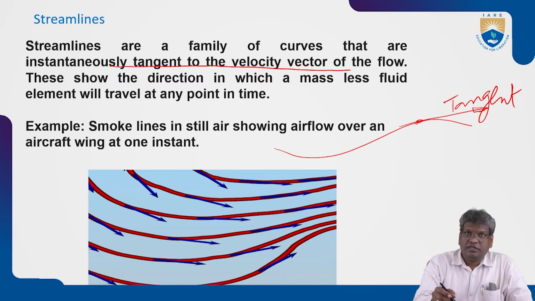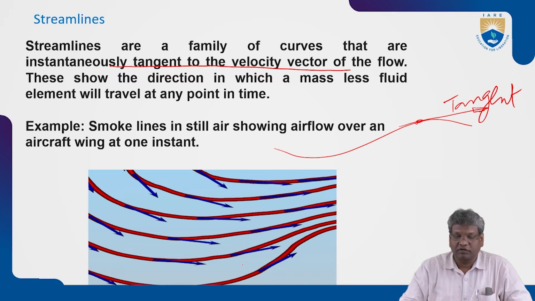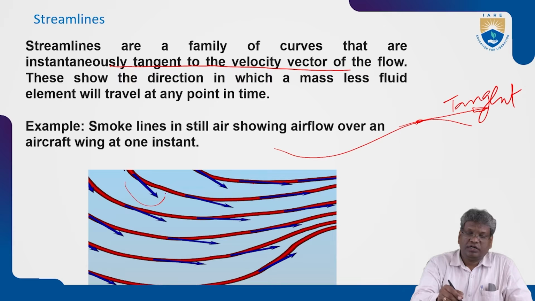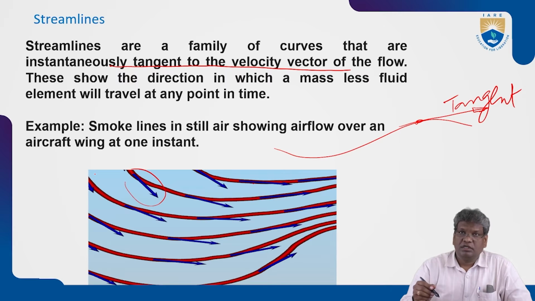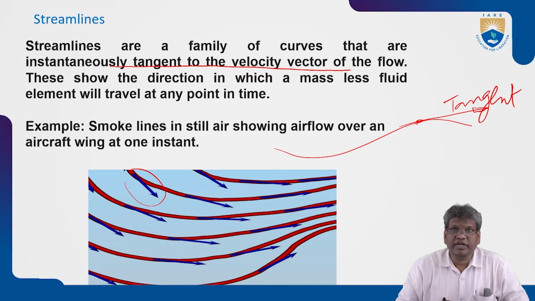That is why in the diagram shown, there are a number of streamlines that we have taken. These blue color arrows are the tangents drawn at different points. Those give the velocity of the fluid particles in the fluid flow. So these show the direction in which a massless fluid element will travel at any point in time.